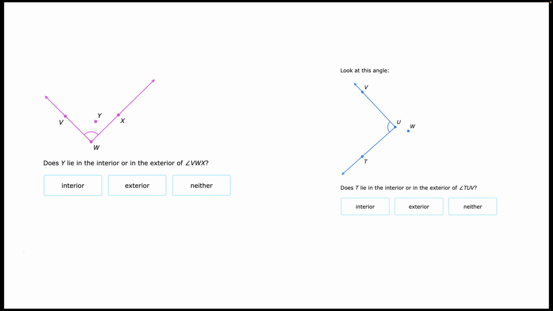Okay, now that you've had time to work these problems, let's check your solutions. Okay, for the first problem, you should have said that Y is on the interior. And for the second problem, it says, does T lie on the interior or the exterior, right? And T is actually on the angle, so it is neither.